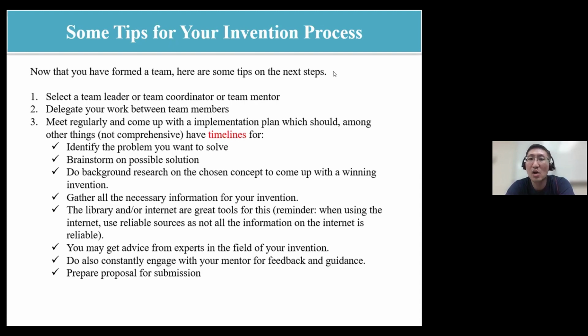Number four is to gather all necessary information for your invention. You can go to the library or the internet or even use other tools to help you find out what's the right solution for your invention or problem. And then if you meet any obstacles, get support from the right experts for your invention, and always seek feedback for guidance. And last but not least, also prepare the proposal for submission, and we are here to support you. Please reach out to us if you have any problem. We are here to support you.